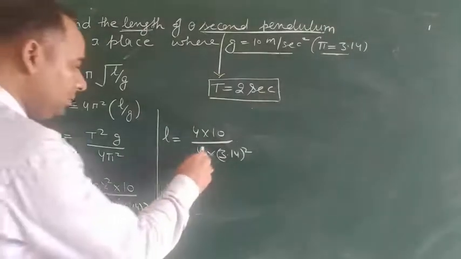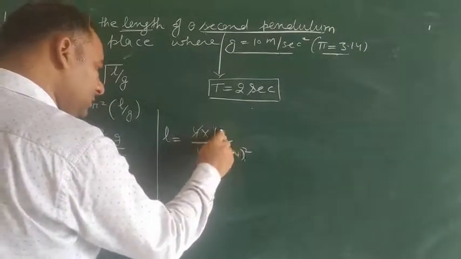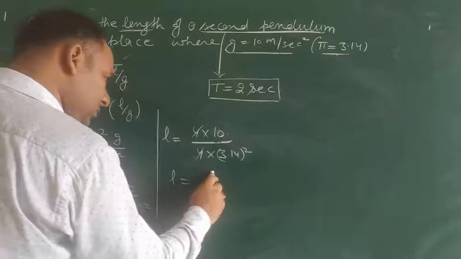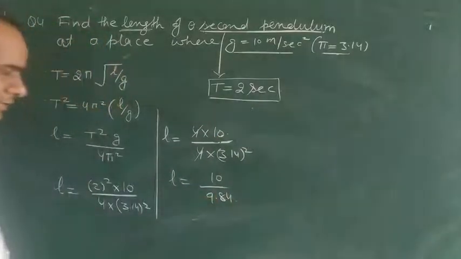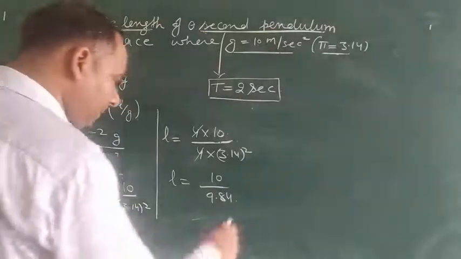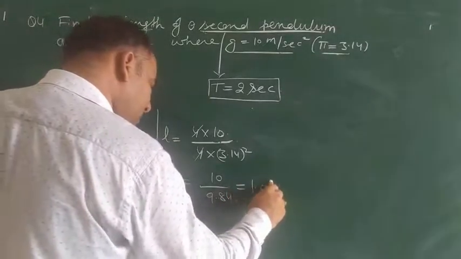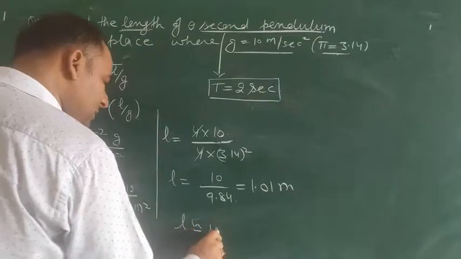So there is a cancellation of 4, and 10 as it is, and this is 10 upon 9.84. This is the length, and after solving this becomes 1.01 meter, and the length of the second pendulum is 1 meter.